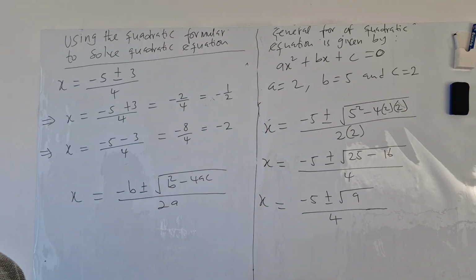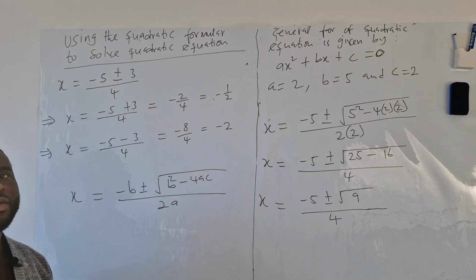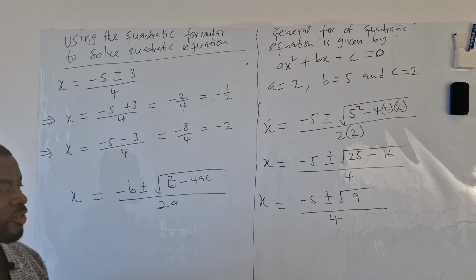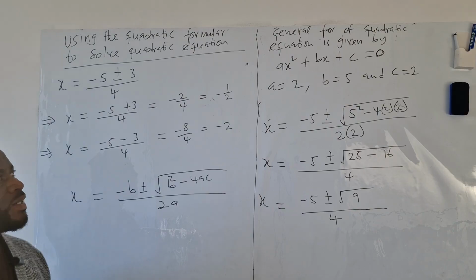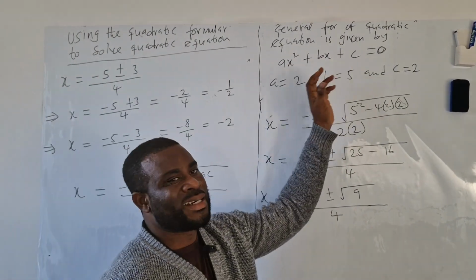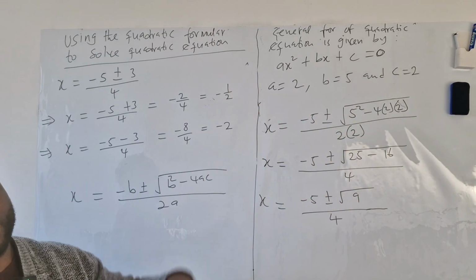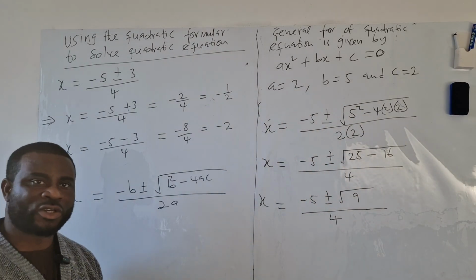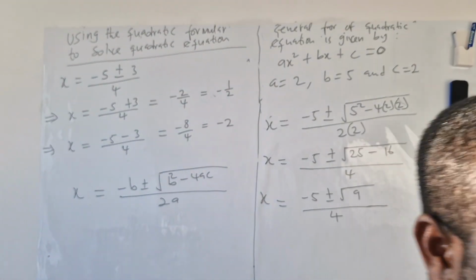So we have been able to use the quadratic formula to solve the given quadratic equation. That is how we use the formula to solve any quadratic equation. Make sure that the equation given to you is written in the general form, and everything is equated to 0, before we can compare the general form and get the values of a, b, and c.